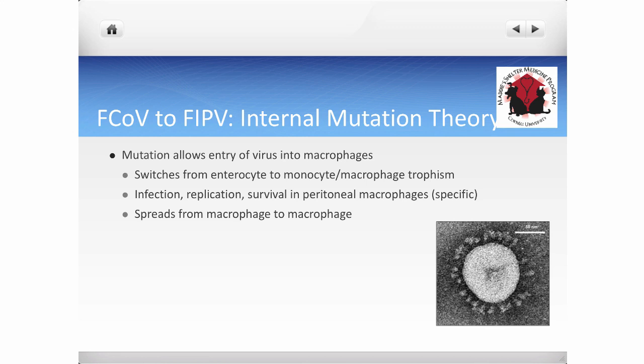So how do we get from coronavirus to the actual FIPV, from what is a ubiquitous, relatively harmless virus to this FIP virus? And this is kind of the big question that we've been looking at for a long time. And the most common theory is the internal mutation theory, that essentially that FECV or that FCoV mutates, which then allows it to enter macrophages. And once it enters macrophages, it then can replicate in those macrophages and move into tissues. And so tissues essentially become infected. And it spreads from macrophage to macrophage.